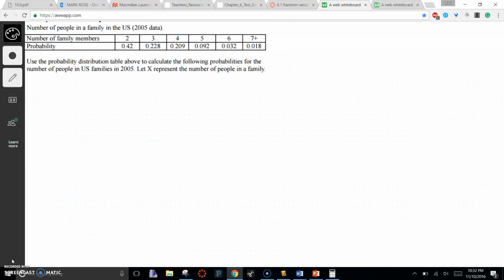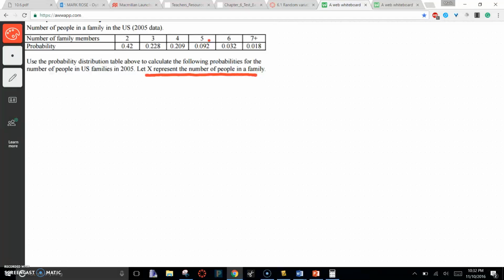Let's look at how some of these problems would go. A lot of times we're going to start out with looking at a given probability distribution, and this would be a discrete event. We would know this would be a discrete event because it has a finite number of outcomes, like 2, 3, 4, 5, 6, or 7 plus. So that's the number of outcomes or discrete possibilities that we have. And they said let X represent the number of people in a household.